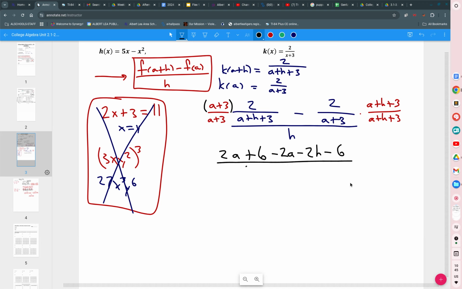That all sits over the denominator of a plus 3 times a plus h plus 3. And that all sits over h over 1. Hopefully you recall from yesterday, if it doesn't have an h, it should cancel. Notice how the 2a and the negative 2a disappear. The 6 and the negative 6 disappear. And all I have left has an h. Remember, we multiplied by the reciprocal instead of dividing by h over 1. And notice that the h's in this situation will reduce as well.